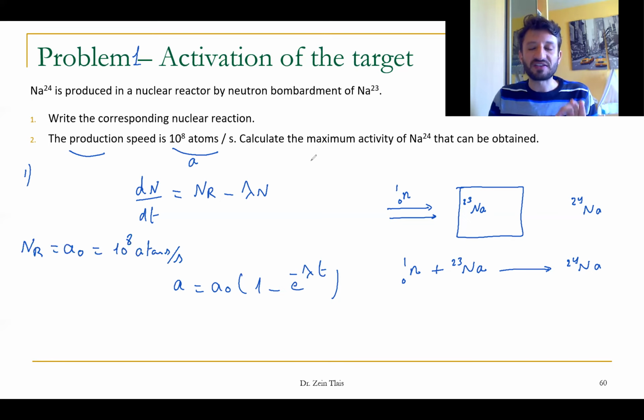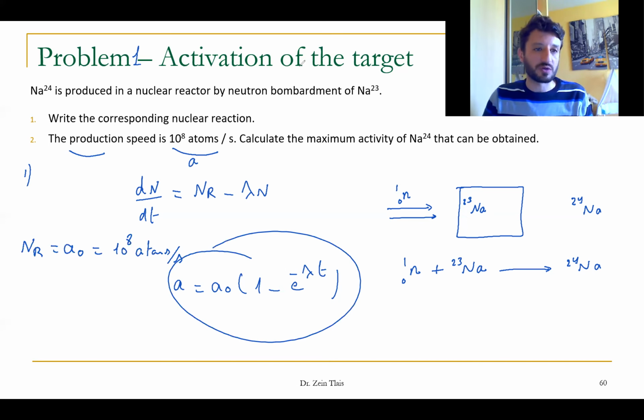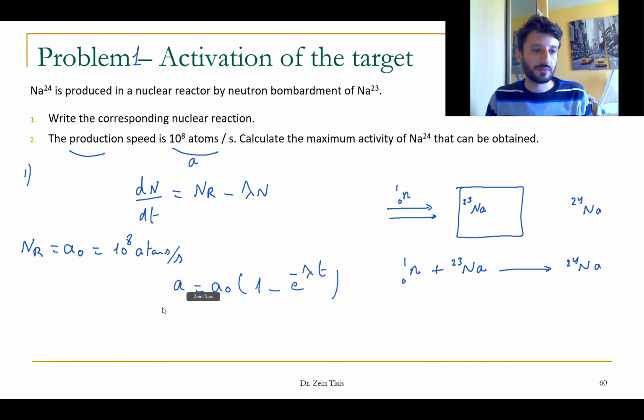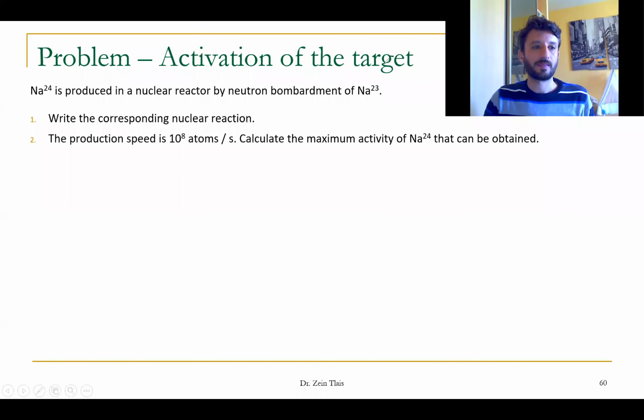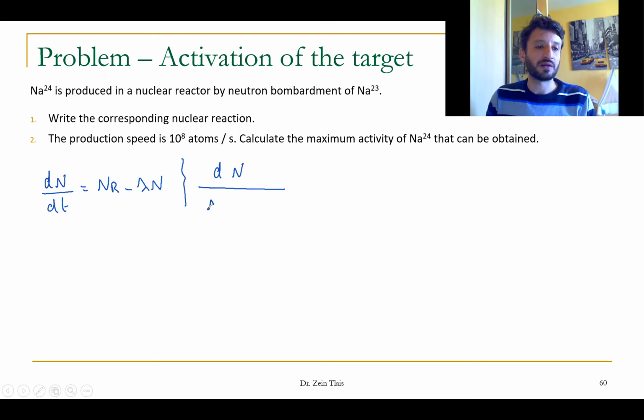Now I ask you to find the maximum activity of sodium 24, the maximum activity. First of all, let me calculate this expression and we come back to the question. To solve part 2, we can start by delta n divided by delta t, which is equal to nr minus lambda n. If you come back to the video before, you can see in details all the calculation to find the expression between the activity A and A0. So we can simplify this one by writing delta n divided by nr minus lambda n equals delta t.